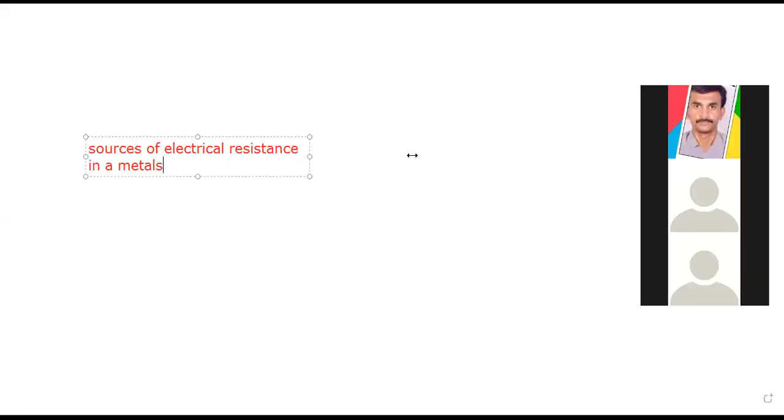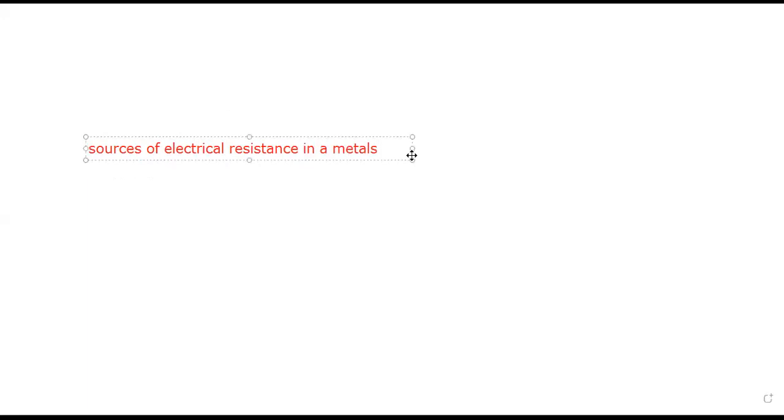Suppose some conductor shows resistance when we allow current through the metal. What is the reason? Students, please stop your audio. Kishore, stop your audio. Sangeeta. Okay, Sangeeta. Hello. Okay, wait.